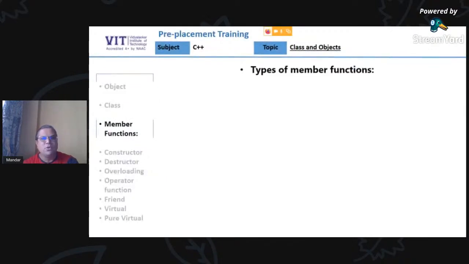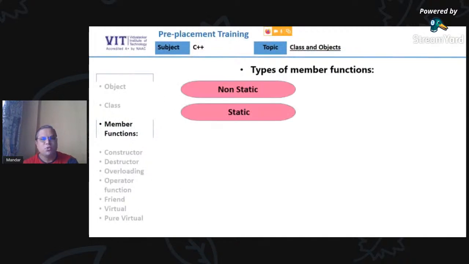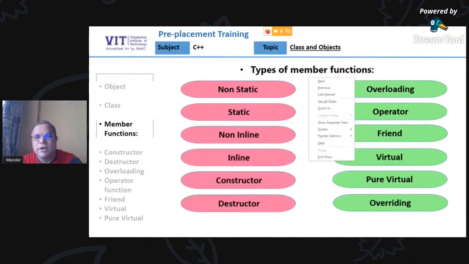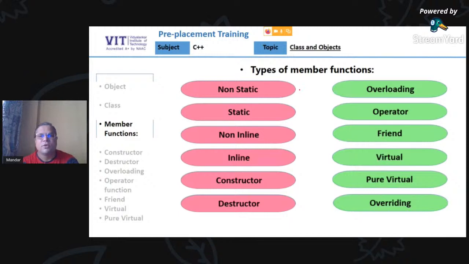Then I have listed all the member functions that we have to go through during this session. These are the types of member functions that we can have inside a class. In the last session, we already discussed the first type, that is the non-static member function. Then we discussed the static member function. This we have finished in the last session. This also we have finished in the last session.